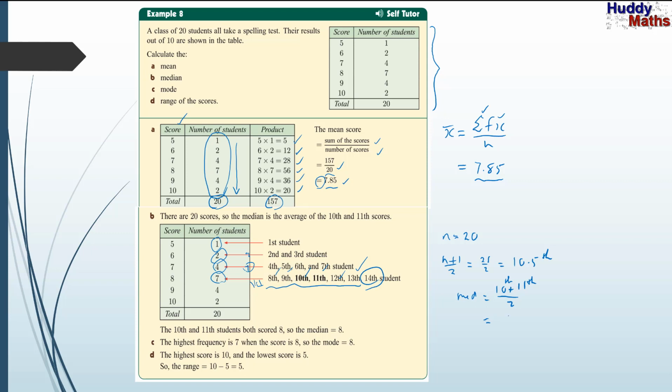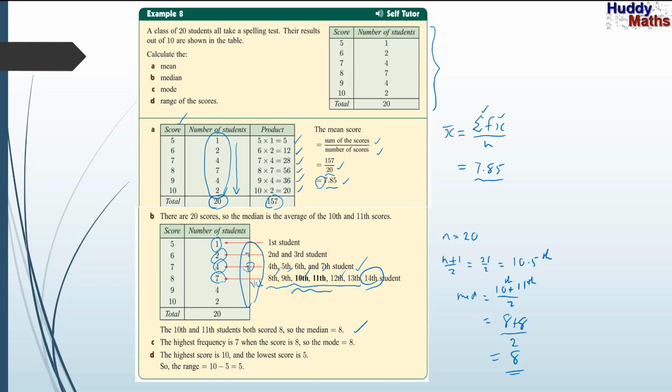So what's the answer? They're both 8s, the 10th and the 11th student. So the median is one of those 8s, if you like. Well, halfway between 8 and 8 is 8. So the median is 8. So you get the idea. This time they haven't shown that cumulative frequency column. You're just doing it in your head, if you like, working out where the two scores lie that you want, in which particular value there.